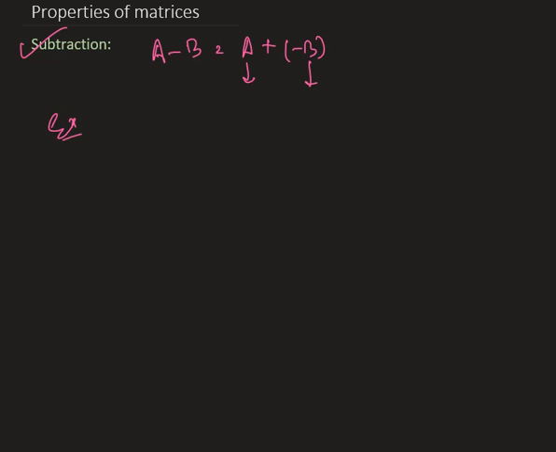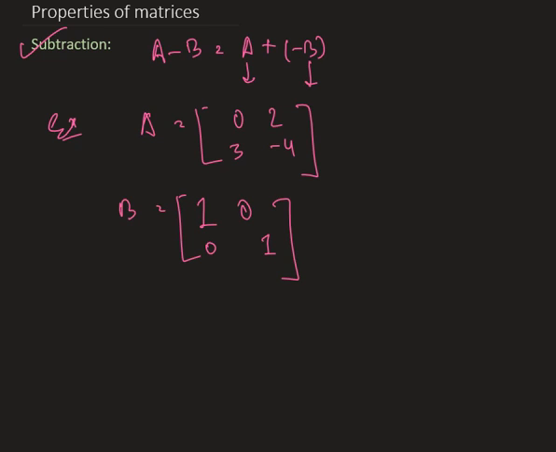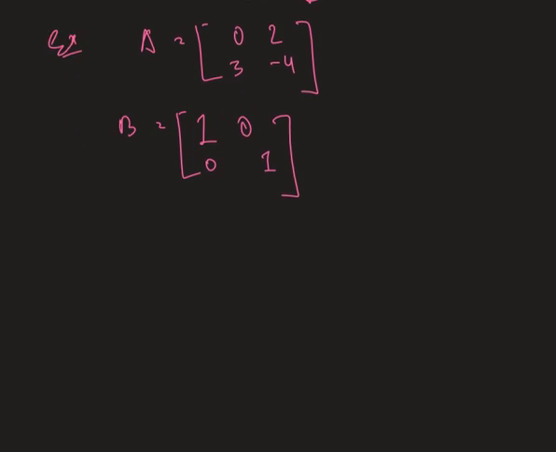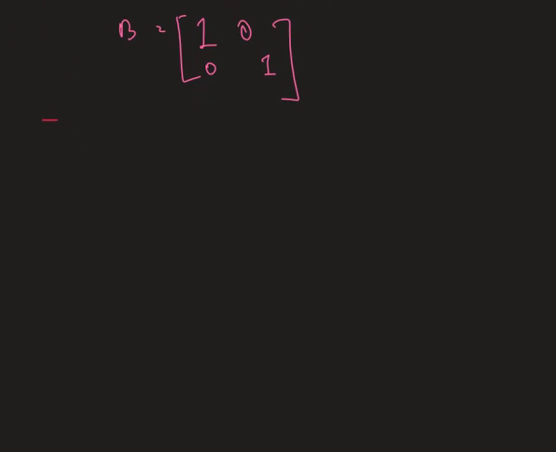For example, suppose A is the matrix 0, 2, 3, minus 4 and B is the matrix 1, 0, 0, 1. Then first we do the scalar multiplication. So the scalar multiplication, that is minus 1 into B, which is nothing but minus B, can be written as minus 1 multiplied by the matrix 1, 0, 0, 1, and it is equal to minus B.